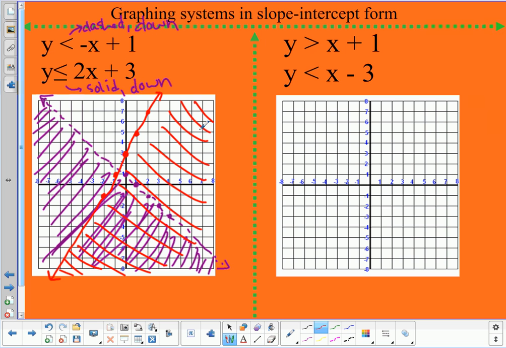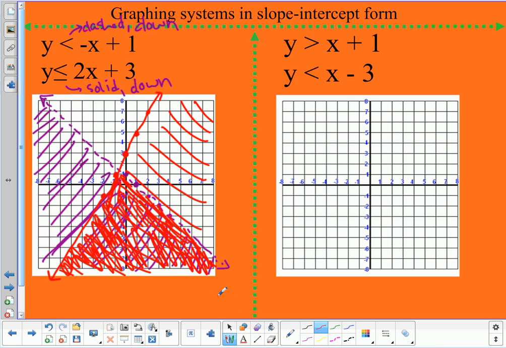And then you can already tell, remember our solution set is where the two overlap. So the purple and the red overlap down here. Now on your page, especially if you're using pencil, if you're using the same color ink from your pen, you want to just darken that region in so that you can see where the solution set is. All right, there we are. Let's take a look at number two.